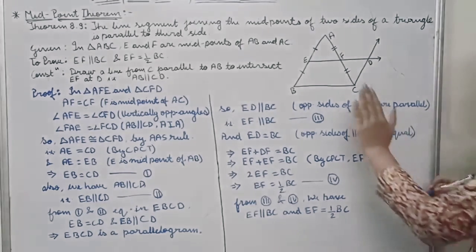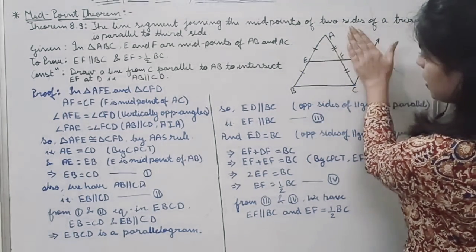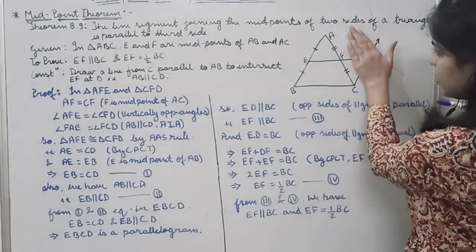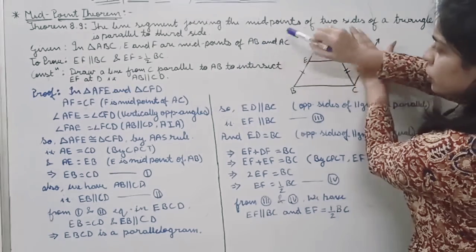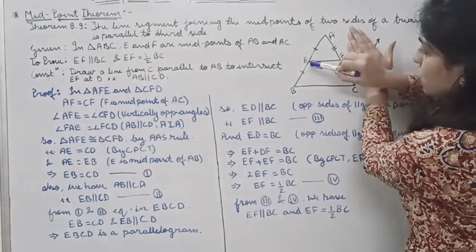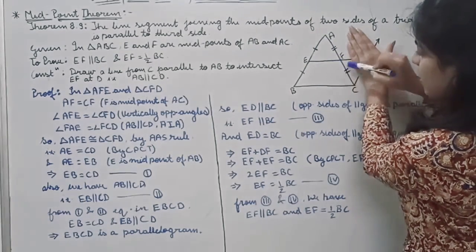Like we have a triangle ABC. E is the midpoint of AB and F is the midpoint of AC. So according to the midpoint theorem, if we join the midpoints of two sides AB and AC, that will be EF.